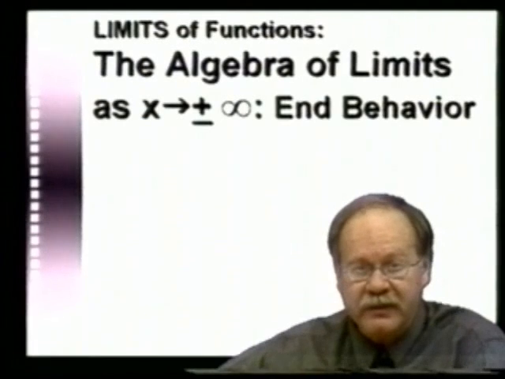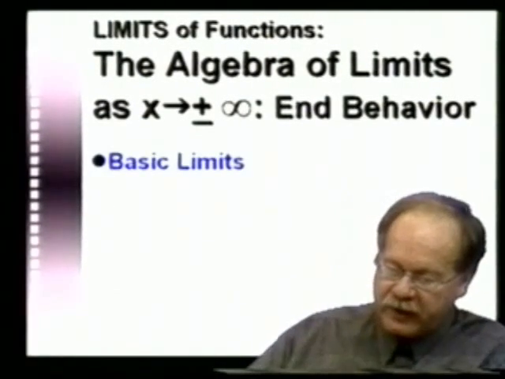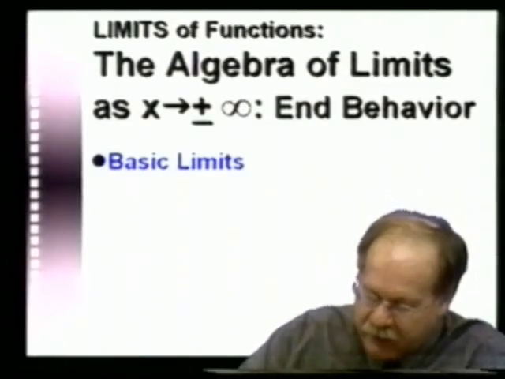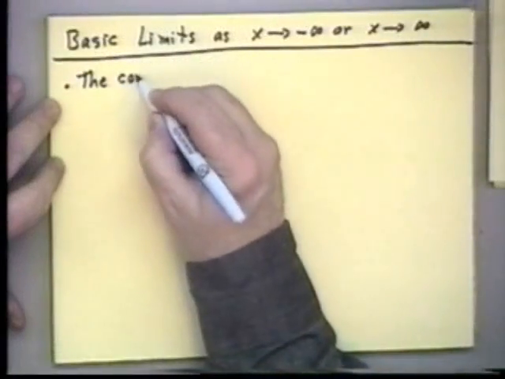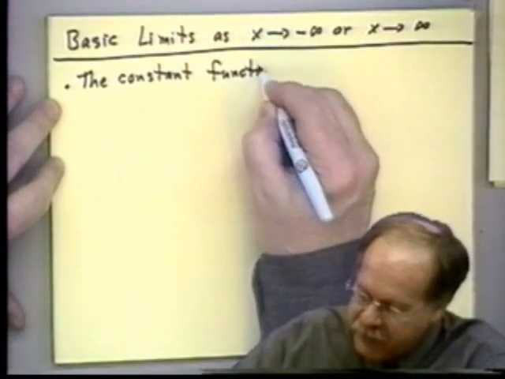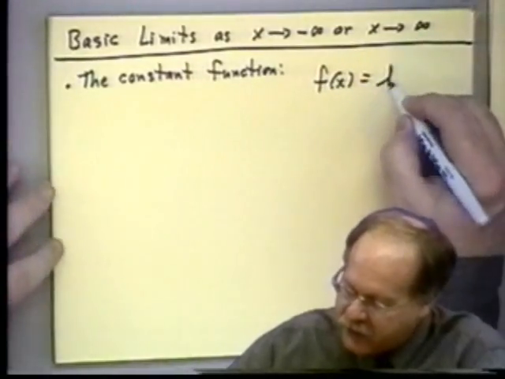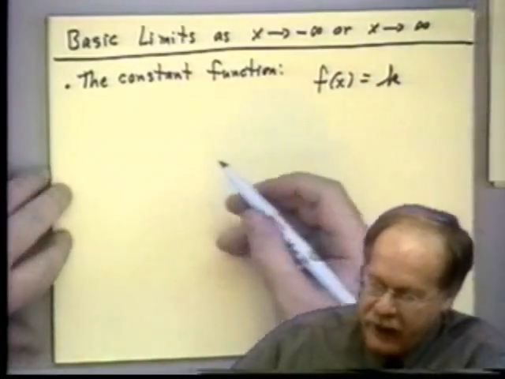So the first thing we'll do here, just as we did with the x approaches a case, we'll first look at basic limits. So let's start with a few of these. The first one, as usual, is the constant function. That's our very familiar and easy function. This is where f of x equals some constant. I'll just use k to indicate a constant here.